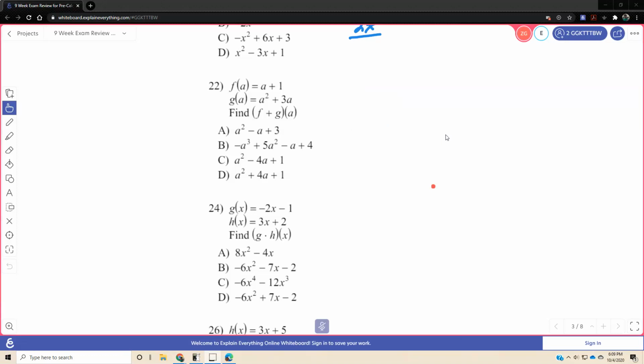So 22, we have f plus g of A, which is A plus 1 plus A squared plus 3A. So we have A squared plus A plus 3A gives you 4A plus 1. So your answer is D.